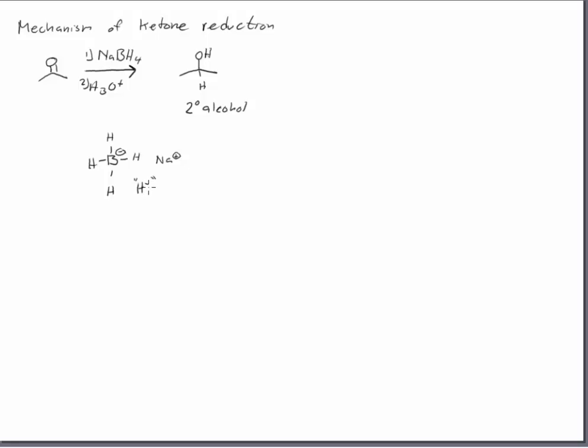And so we can draw the H minus acting as a nucleophile and attacking the ketone just like any other nucleophile we've seen thus far. And we push electrons onto the O, forming an O minus. And so that gives us this intermediate, where I've added this H from, let's say it's this one here. But really the electrons are coming from this B-H bond.